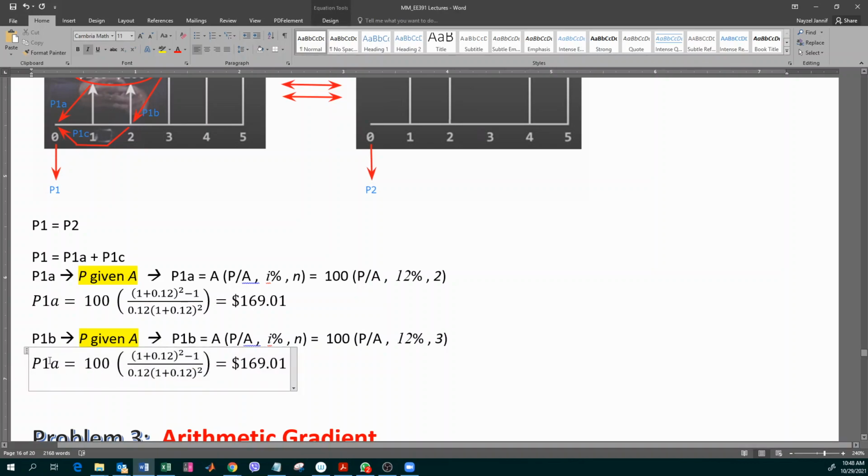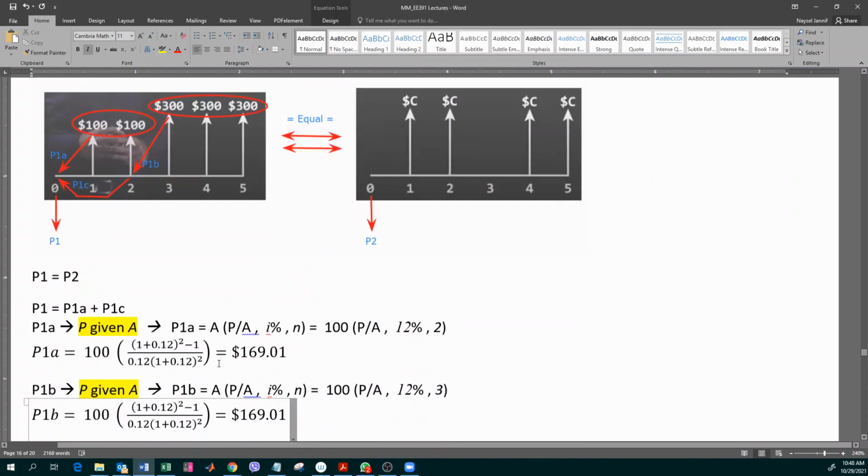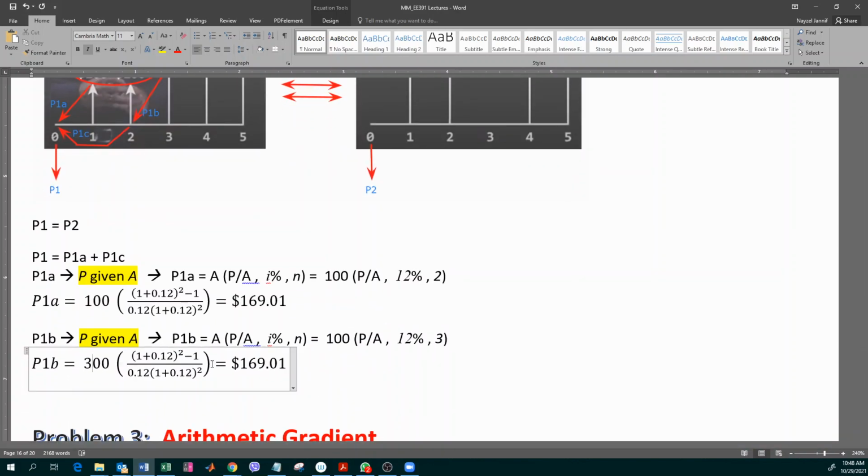So let's now do the substitutions. For P1B, the value is 300 over there, and the 12% stays the same. This becomes 3. Answer? What is your answer?